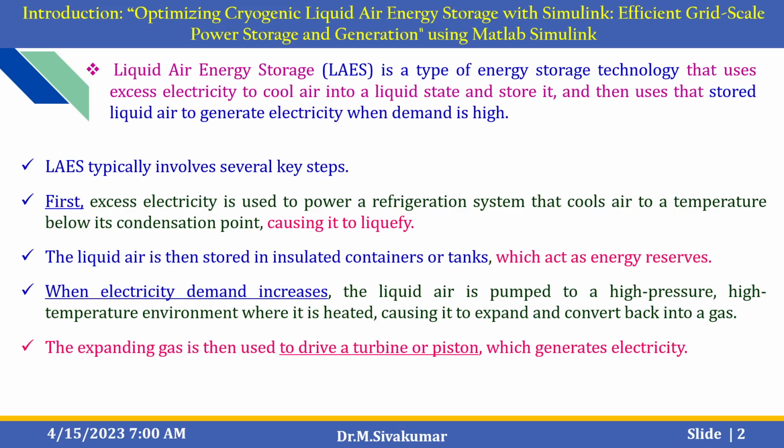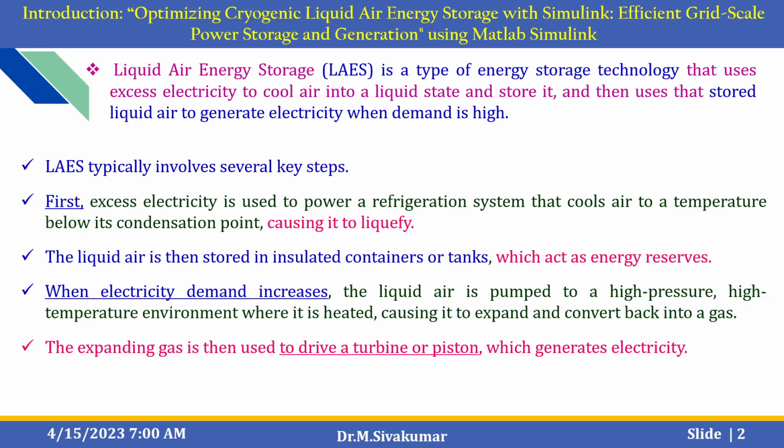LAES typically involves several key steps. The first one is that excess electricity is used to power a refrigeration system that cools air to a temperature below its condensation point, causing it to liquefy. The liquid air is then stored in insulated containers or tanks, which act as energy reserves. When electricity demand increases, the liquid air is pumped to a high pressure, high temperature environment where it is heated, causing it to expand and convert back into a gas. This expanding gas is then used to drive a turbine or piston which generates the electricity. This is the concept of this example.